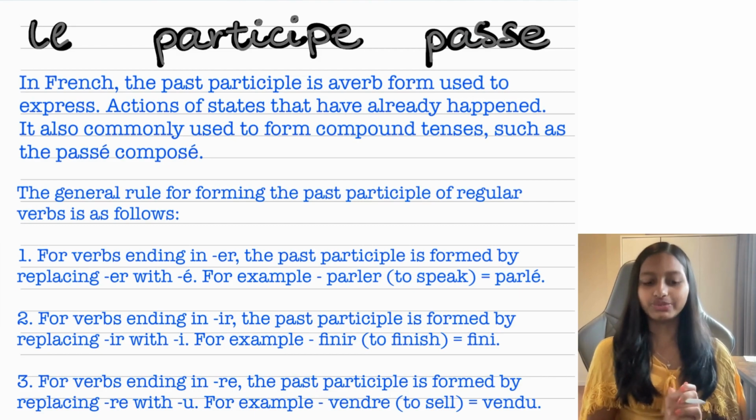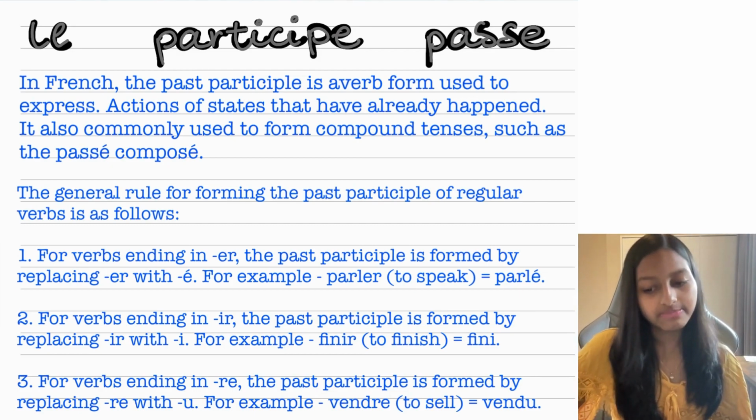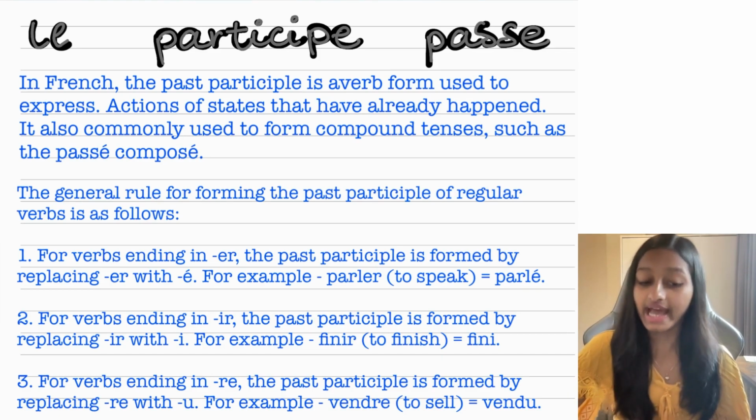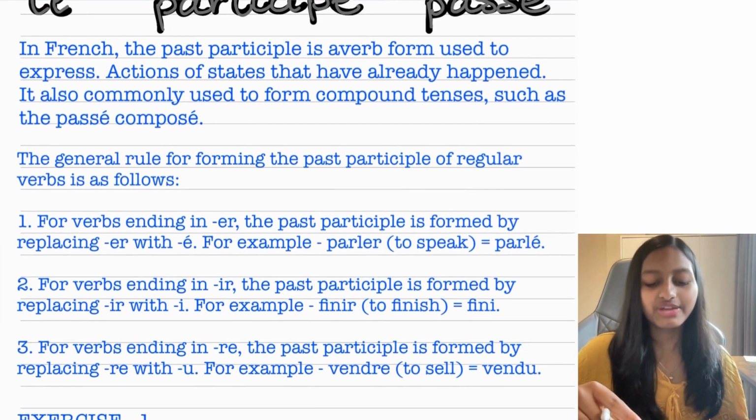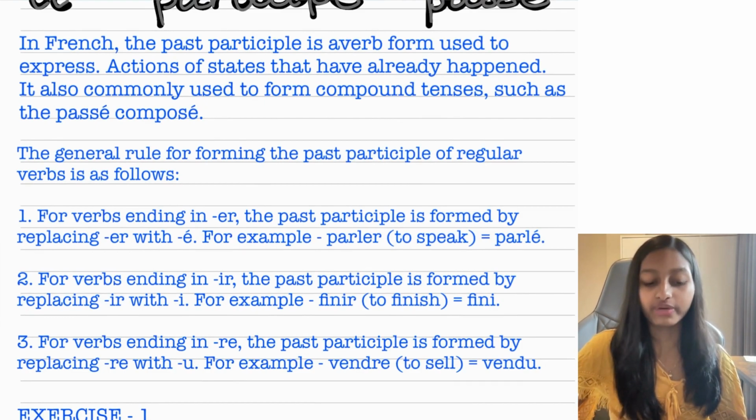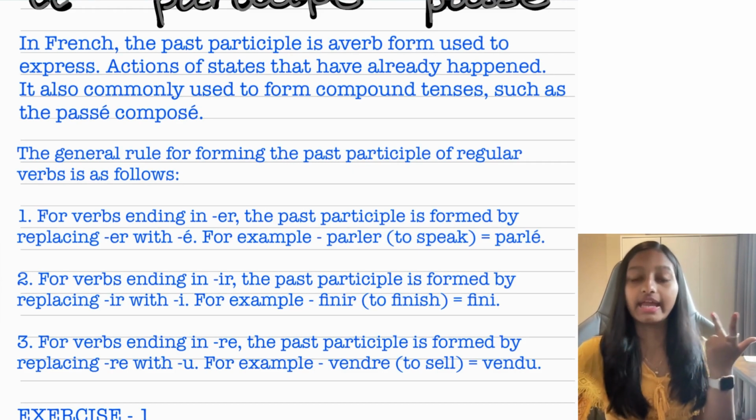Thus, stay tuned. So as you can see on your screen now, in French, the past participle is a verb form used to express actions or states that have already happened. It is also commonly used to form compound tenses such as the passé composé. The general rule for forming the past participle of regular verbs is as follows. Regular verbs means verbs ending in er, ir, and re.